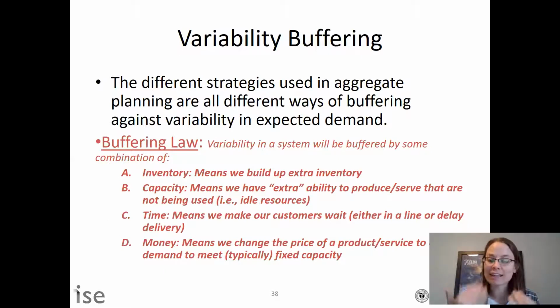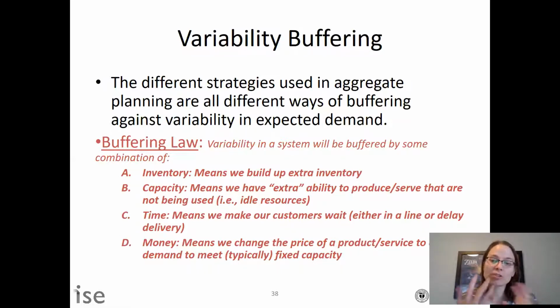If those aren't exactly equal in your optimal solution, then you're using capacity as a buffer. If you're not meeting some of the demand, so you're saying I'm going to backlog some of my demand, that would be time. And then we didn't explicitly study the money aspect inside of aggregate planning, but you should understand what that is.